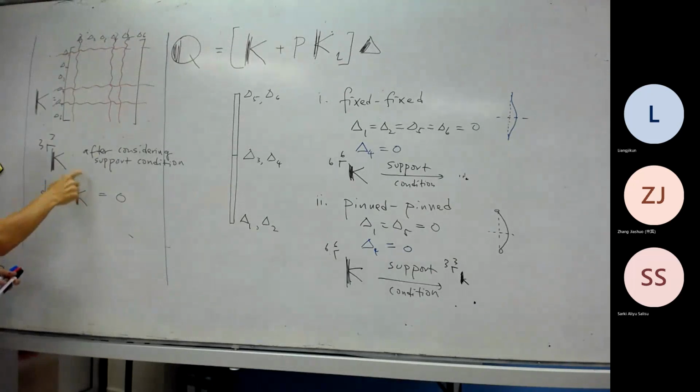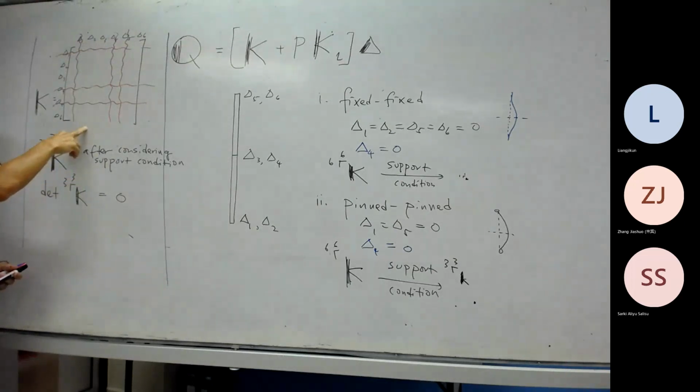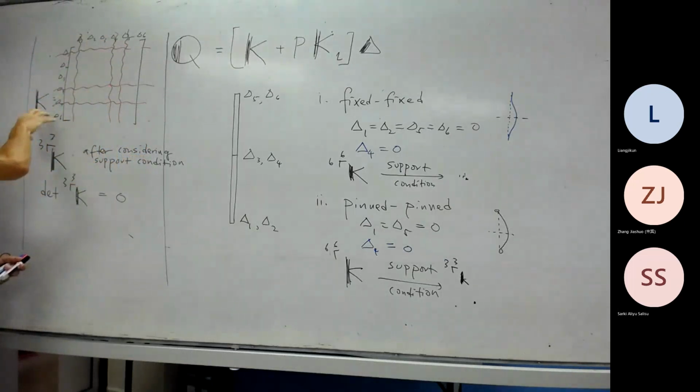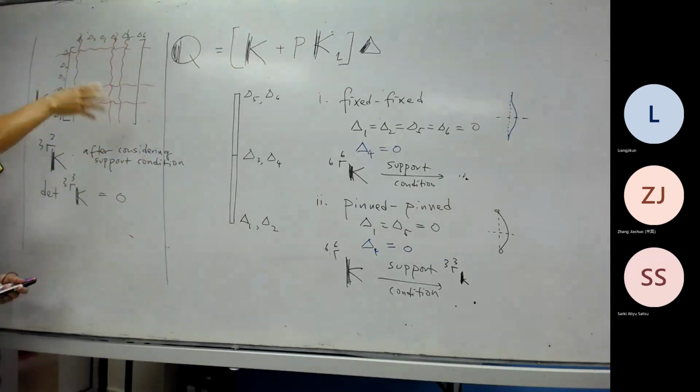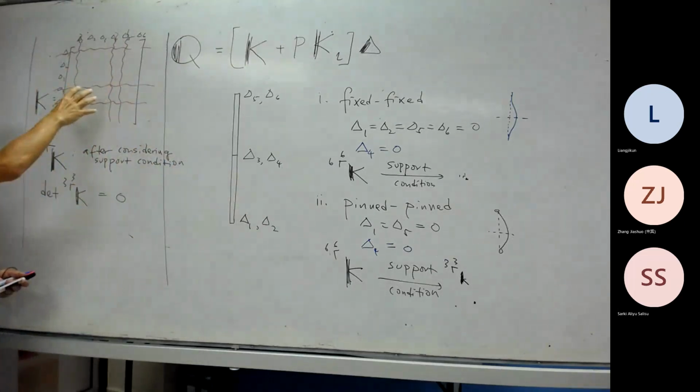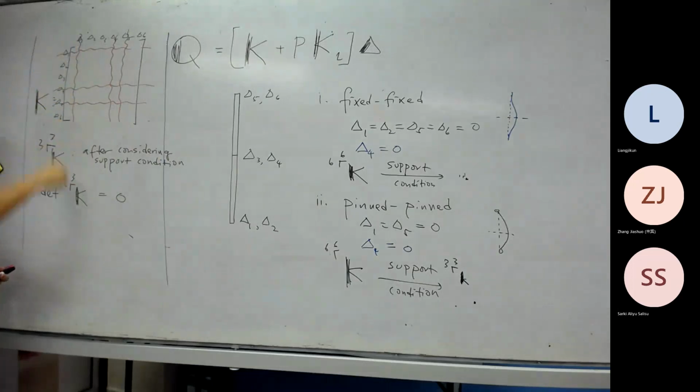Now, this one we do it at the end. We form the structure stiffness matrix without considering support conditions. Then we apply the support conditions on the structure stiffness, then we reduce it. In the next example, I'm going to look at with you, we directly from the beginning consider the support conditions. So you can have two ways.